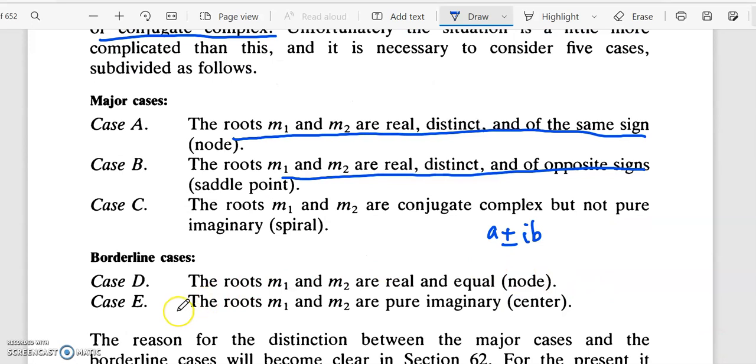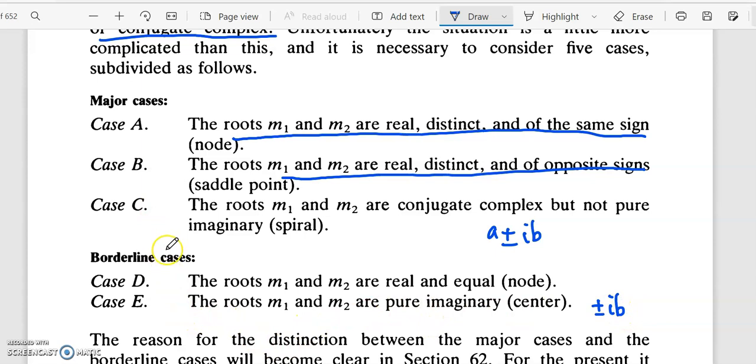Again, when m1 and m2 are real and equal, that will be a node. And when m1 and m2 are pure imaginary, that means it is in the form plus or minus ib, then that becomes a center. So those are the cases. When they are real, distinct and of the same sign, that will be a node. And again when they are real and equal, that will be a node. Then real, distinct and of opposite sign, it will be a saddle point. Now if it is in the form a plus or minus ib, it will be a spiral. And if it is in the form plus or minus ib, it will be a center.